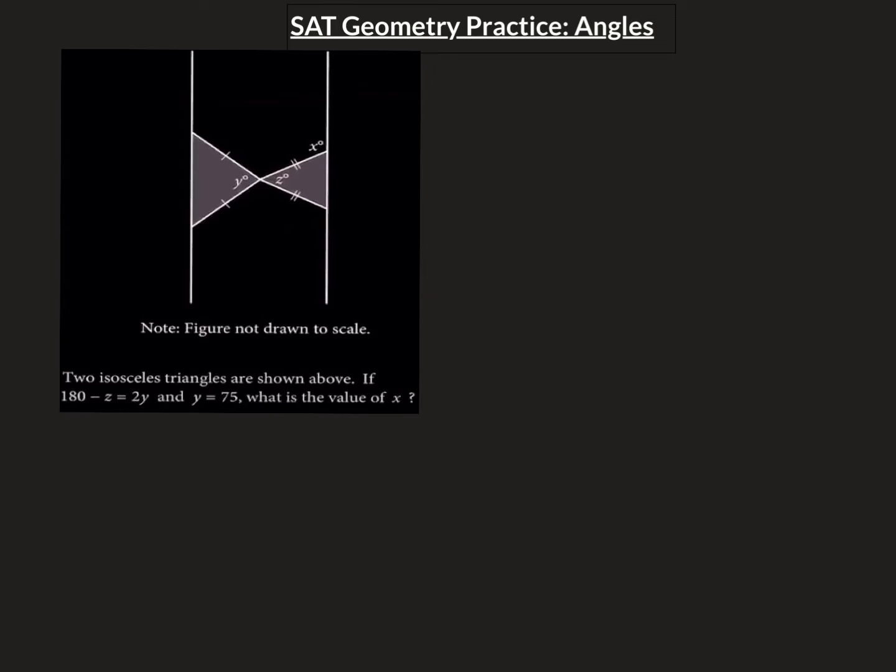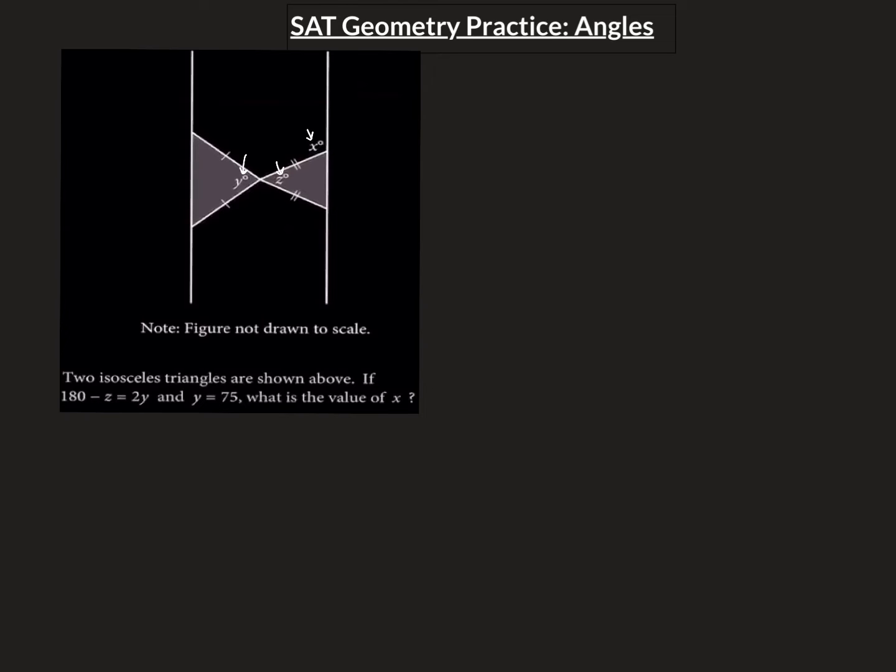So the problem is, two isosceles triangles are shown above. If 180 minus z is equal to 2y and y is equal to 75, what is the value of x? And this is all based on the diagram above. So we have our y value, our z value, and our x value. Those are all outlined there.